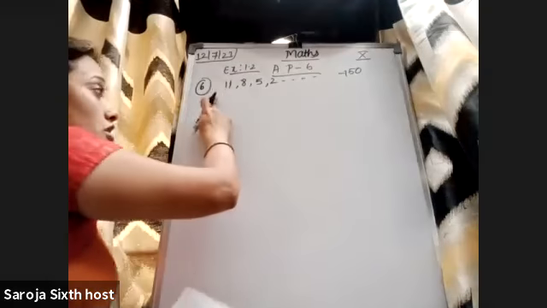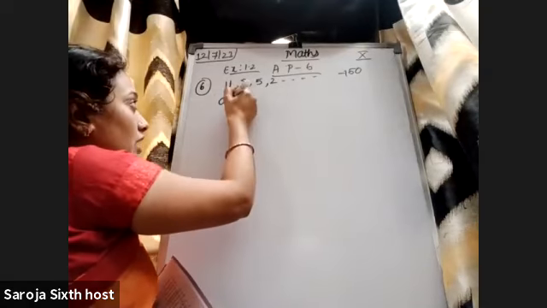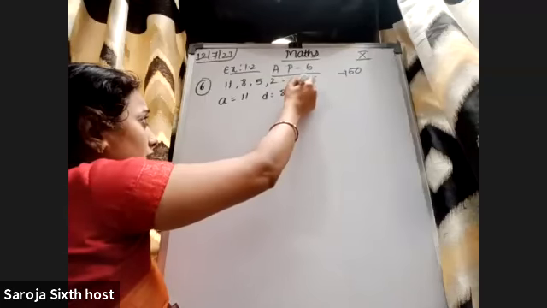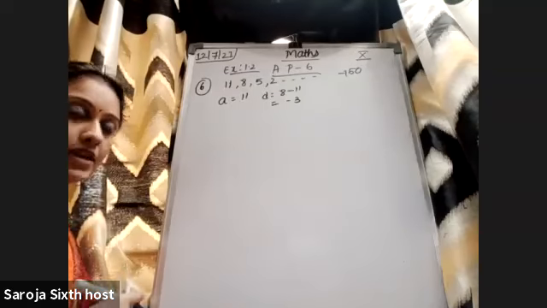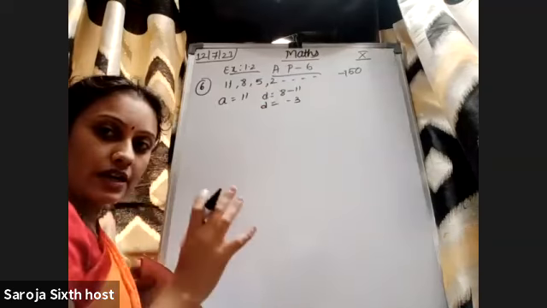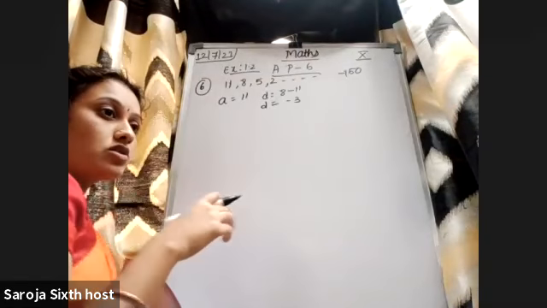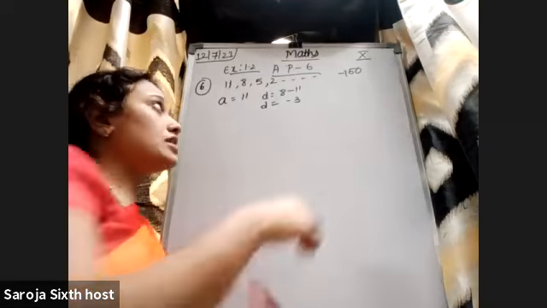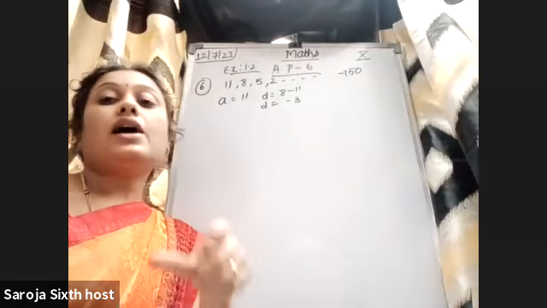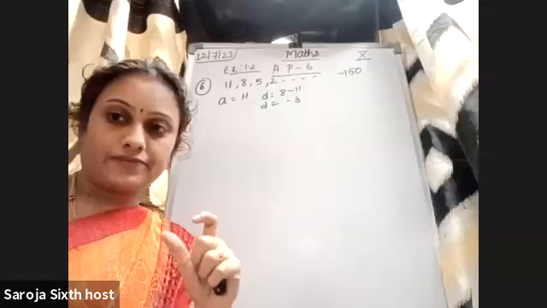So let us find out first. By seeing this AP, we can write down some given values. A is what? 11. D is minus 3, because 8 minus 11 is equal to minus 3. So the A value is 11, D value is minus 3. How to find out whether minus 150 is a term of an AP? As it is a negative number, I will consider this as an AN and I will check.